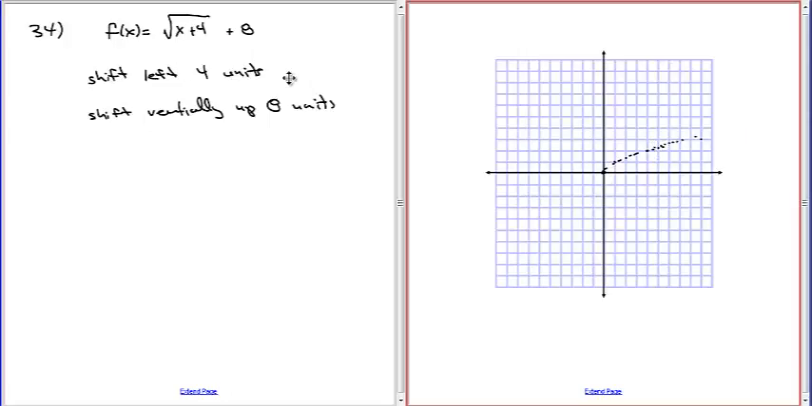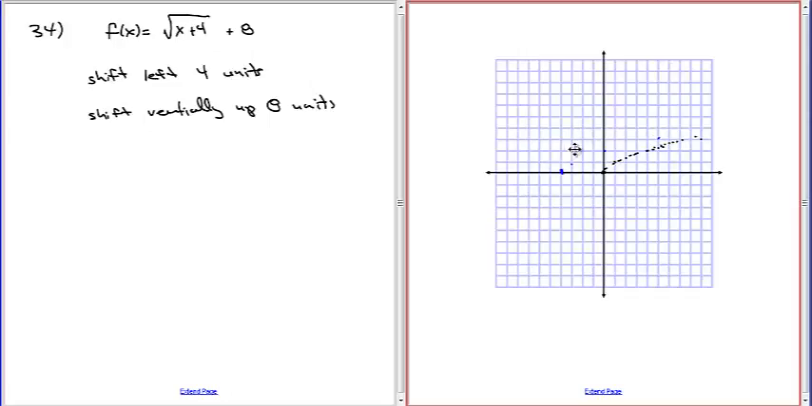The first one is to shift left 4 units. So we go 1, 2, 3, 4. So there's our anchor point. Up 1 over 1, up 2 over 4, up 3 over 9. So there we go. So that's the next one.